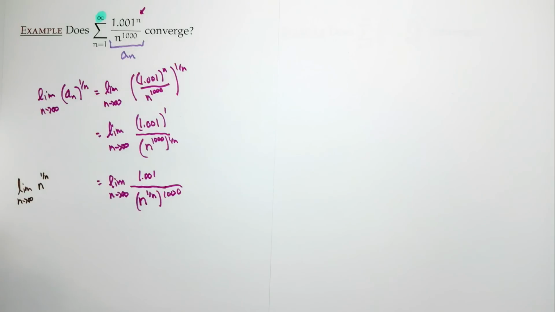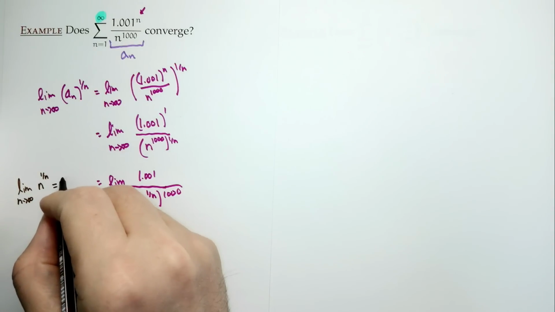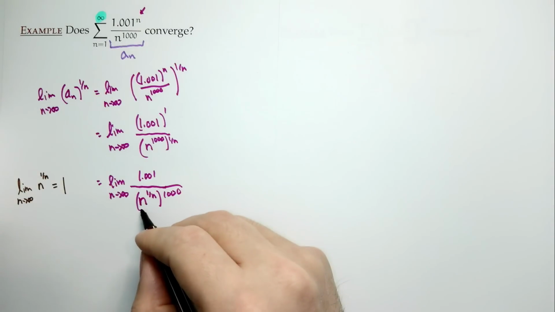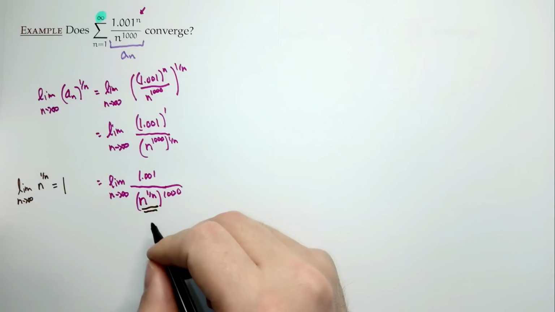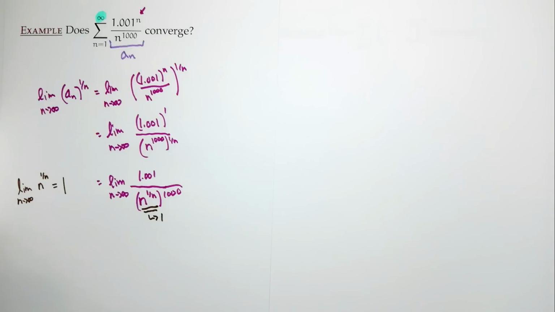This is one we talked about a week ago, and I claim we know the answer to this. Do you remember it? It's kind of fun. It's the number 1. So if you have the nth root of n, that goes to 1 as n goes to infinity, which says that this piece right here, which is the only place where n shows up, is going to 1. So our limit then is 1.001 over 1 to the 1000th power. Well, if you take 1 to the 1000, it's still 1.